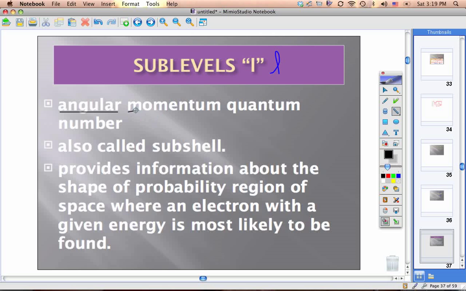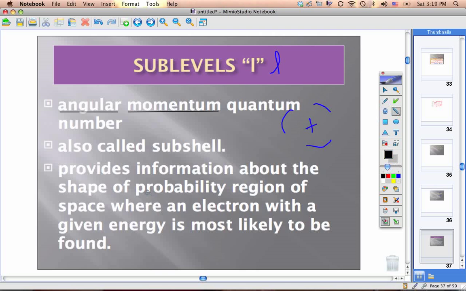Hopefully you can see as the electron is continually moving around, trying to get close to that center of positive charge, that there's got to be some angular momentum or angular movement to it. Now, another name is subshell. I don't use that as much, but you may see that come up.